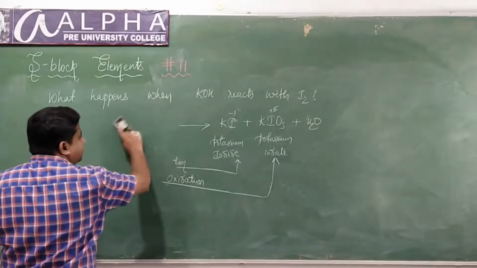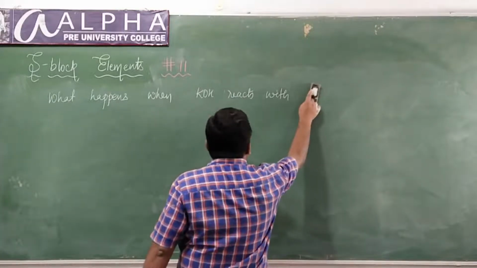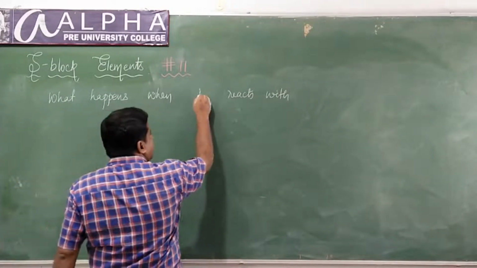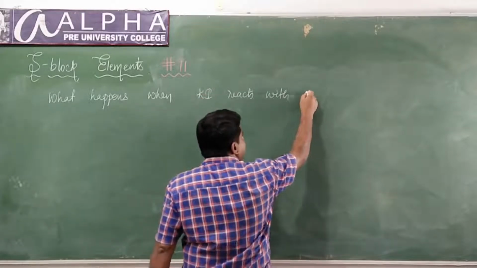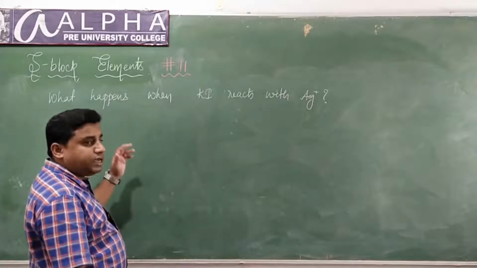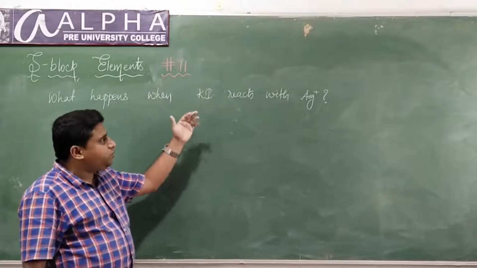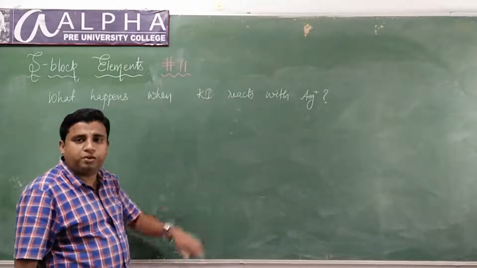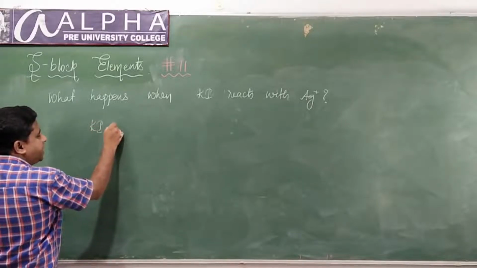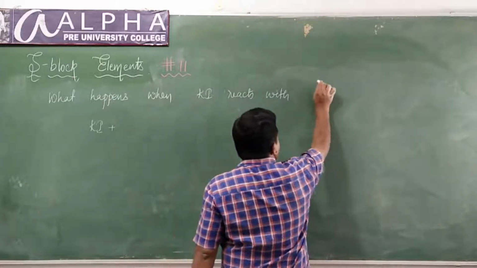Next question. What happens when potassium iodide reacts with Ag+? What happens when potassium iodide reacts with Pb2+? What happens when potassium iodide reacts with Hg2+? Understand this point here. When potassium iodide reacts with, or else you can also take, Cu2+.